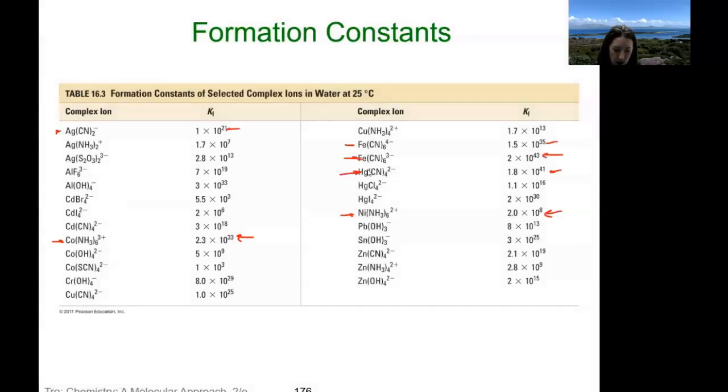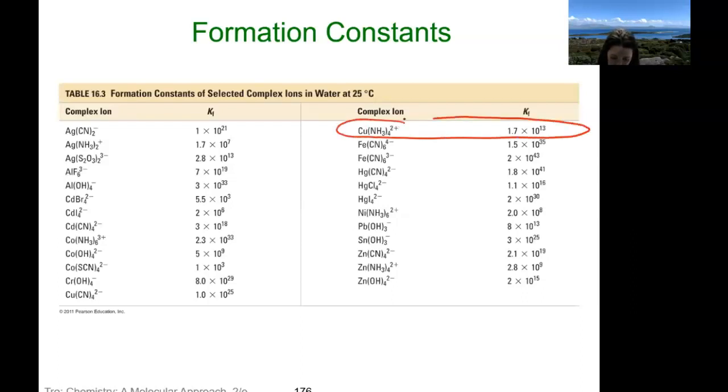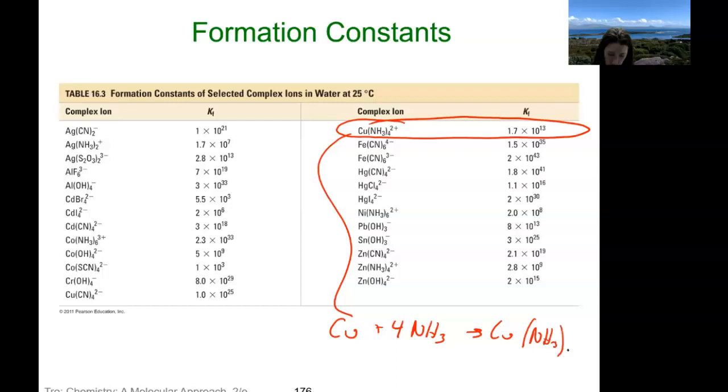Okay, so what I suggest is you go back to here, copper nitrate. So that's copper and ammonia, because nitrate's the spectator, it never does anything. It's this one right here. So this reaction is going to be copper plus 4 NH3s makes Cu(NH3)4 2+. So that's how you figure out your overall reaction.